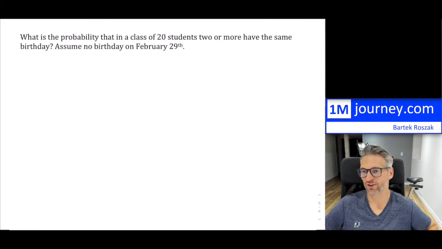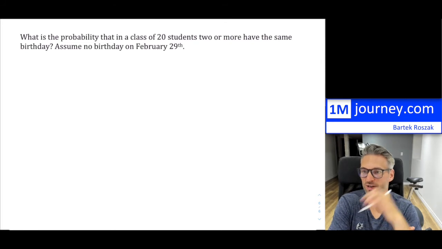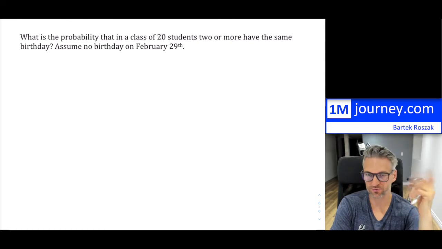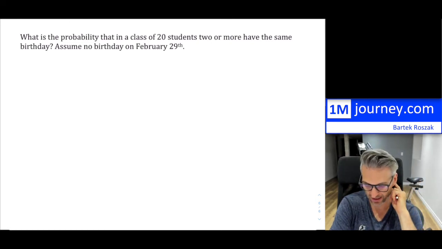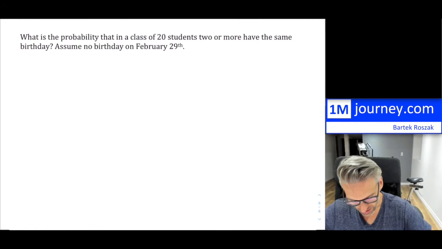All right, so another birthday probability question. What is the probability that in a class of 20 students, 2 or more have the same birthday? We'll assume that there are no birthdays on February 29th, so we're not dealing with a leap year. We could, it just means there would be one more day in a year, but we'll just stick to 365 days. So we have 20 students.